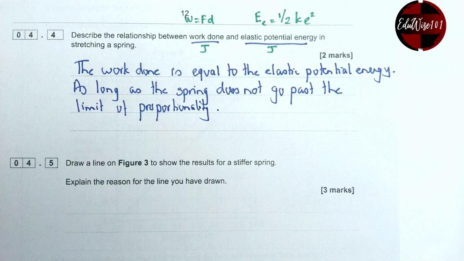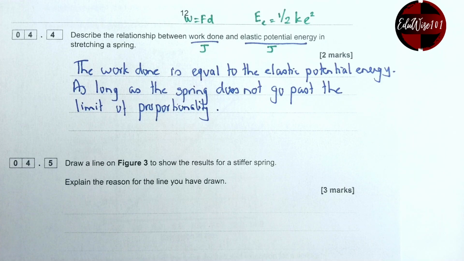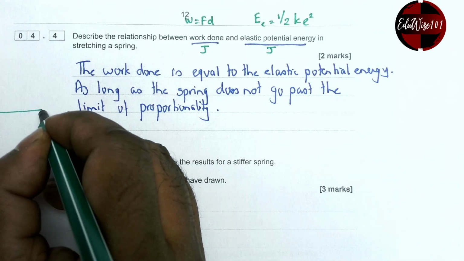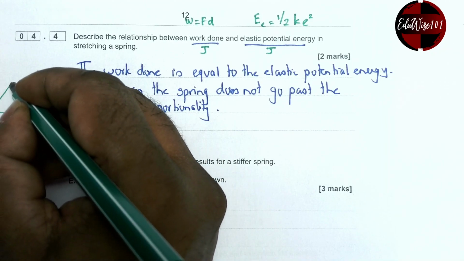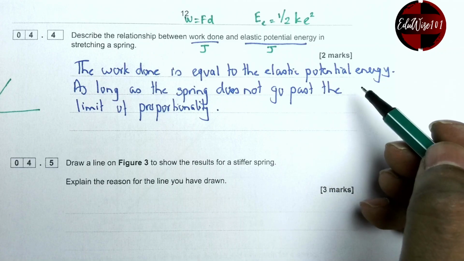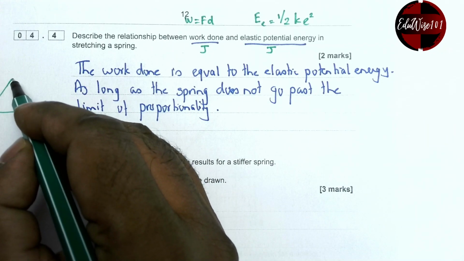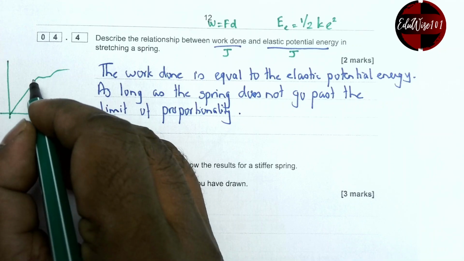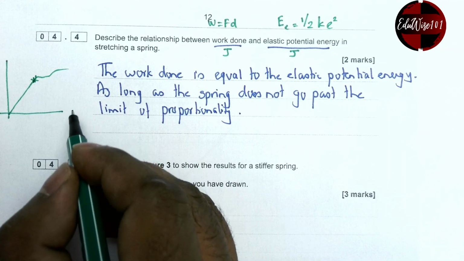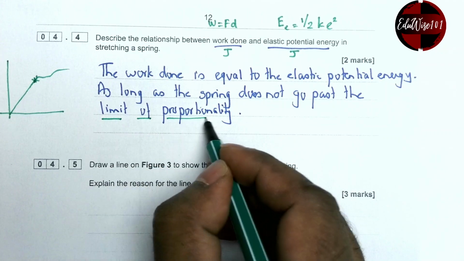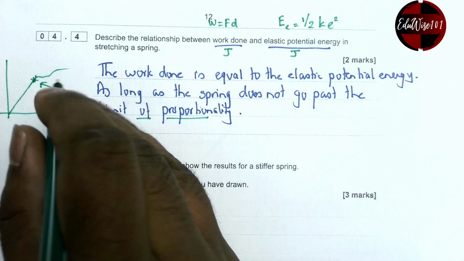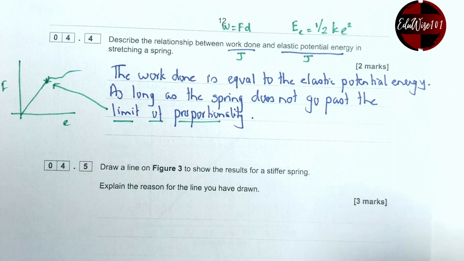What does that mean? Well, if you deform the spring, then you're not going to store the energy in the spring and it's not going to be equal to the work done. So if you look at a graph, as long as it's a straight line, the work done is equal to the elastic potential energy. At some point, the spring might deform, and the point at which it starts deforming is called the limit of proportionality. So, force and extension graph.